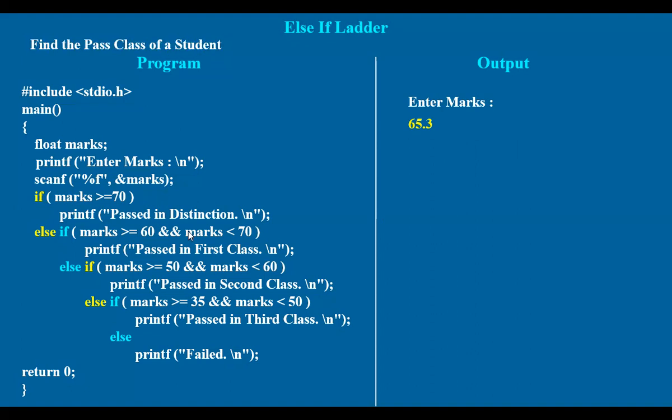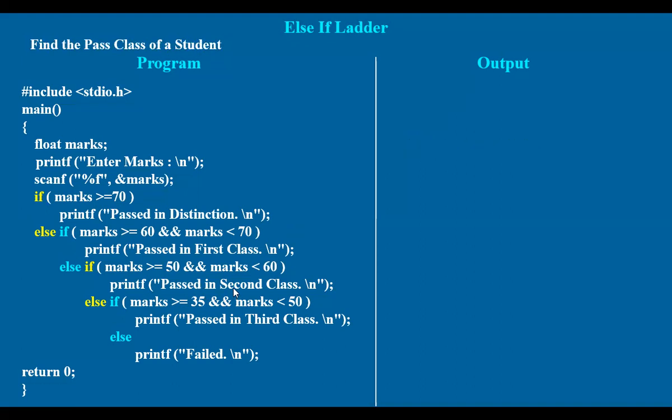Now, 60 to 70, right? 65.3. It is satisfying this condition. Passed in first class. Yes. Next, give some other marks, 51.88. That means both this and this have failed. It comes here. This is satisfying, greater than or equal to 50, less than 60. So satisfying here. So passed in second class.